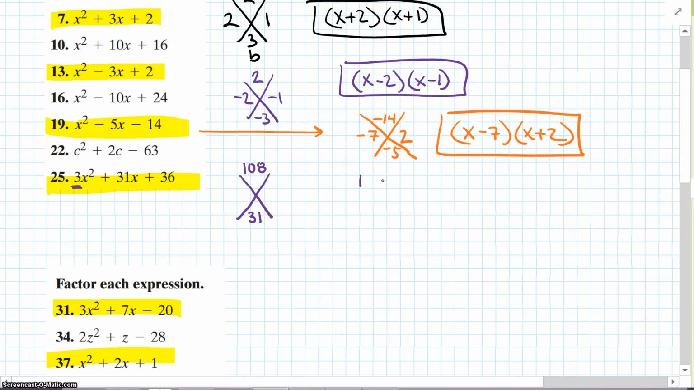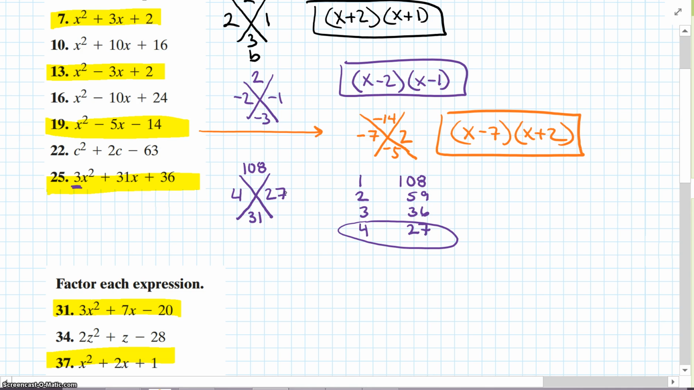Okay, if you don't see it off the top of your head, just start with 1 and 108. That's not going to work. 2 and 54. 3 and 36. 4 and 27. Okay, what do you notice? 4 and 27 is going to work, isn't it? So 4 and 27. All right, let's look.